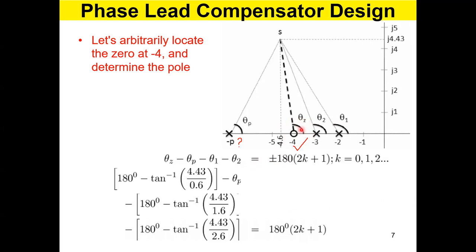If you get theta z, this angle, this is 180 minus this angle. So 180 minus tan inverse, the height is 4.43, the base is 4.6 minus 4. So that is 0.6. Likewise, you continue with the other ones. Theta p, for example, we don't know, so we just leave it there. Theta 1 and theta 2 can also be calculated just like you did for theta z. One of these would be 180 minus tan inverse 4.43 over 1.6. So 1.6 is from here to here, 4.6 minus 3 as the base, so that is angle theta 2. Then theta 1 is tan inverse 4.43 over 2.6, because this is from 2 to 4.6 as the base. So it's very simple.